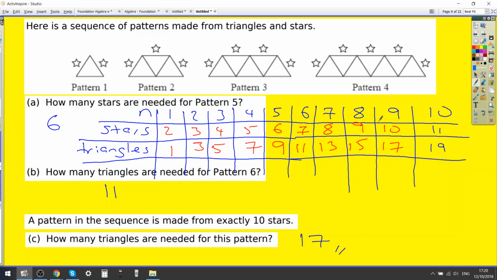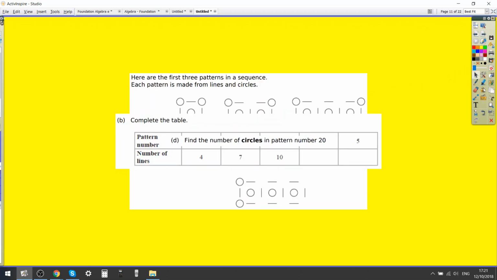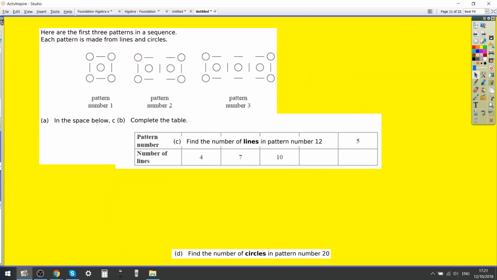That's it. So I noticed the stars are always one more than the pattern number. I'm not sure what the connection is between N and triangles, or between stars and triangles, but you can see stars are going up by 1, triangles are going up by 2, but I think making the table was the easiest way to do that. So number of triangles to stars. No, let's just draw the table.